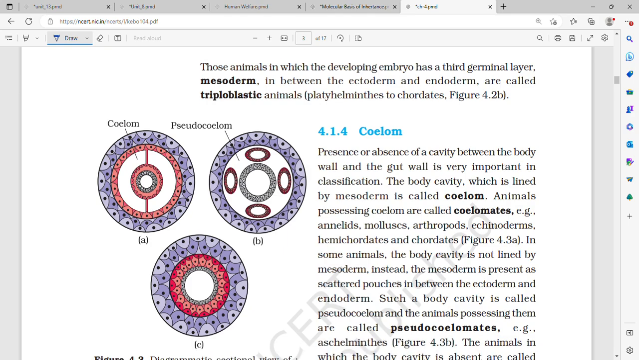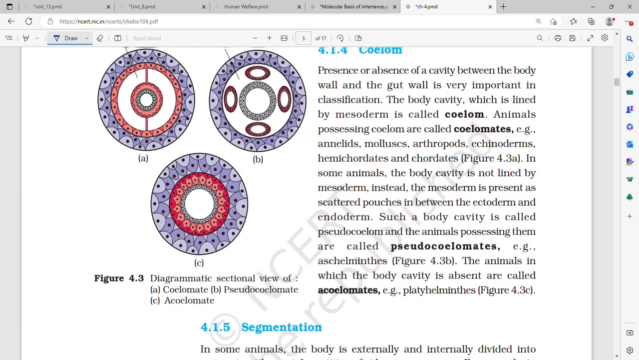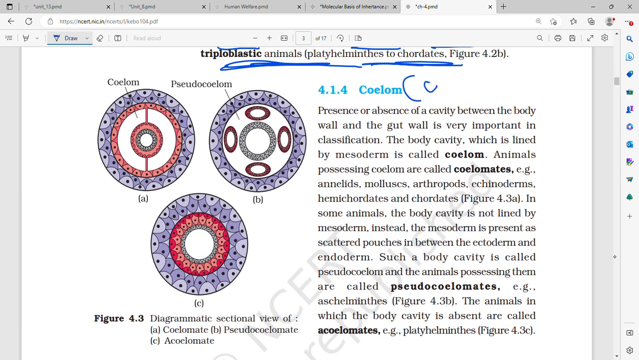Diploblastic organisms. Then animals in which the developing embryo has a third germinal layer, that is mesoderm, in between the ectoderm and endoderm are called triploblastic animals. Platyhelminthes, till Chordata, all of them are triploblastic animals. Then coelom. What is coelom? Coelom means a cavity. So the presence or absence of a cavity between the body wall and the gut wall is very important in classification. The body cavity which is lined by mesoderm is called coelom.